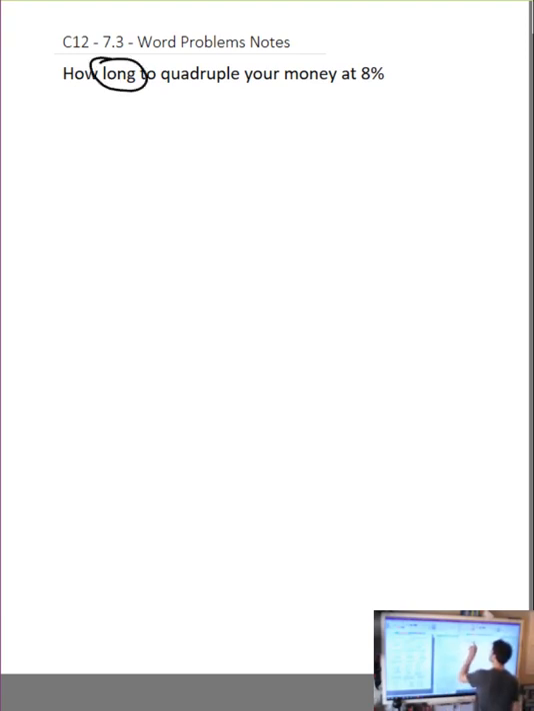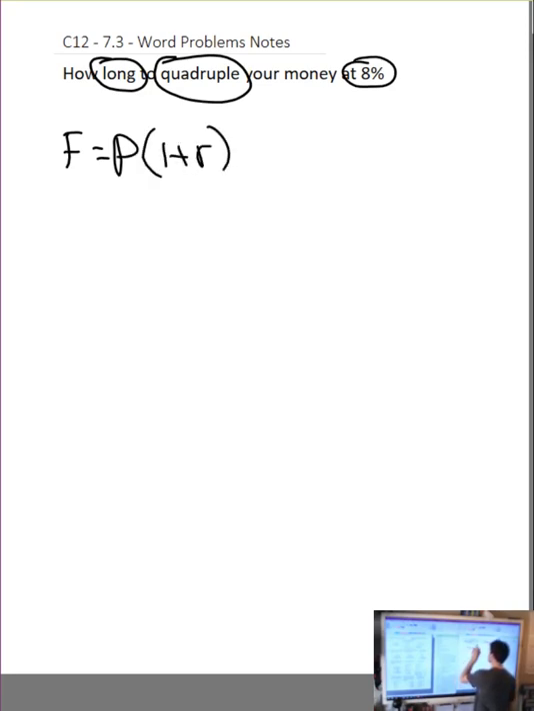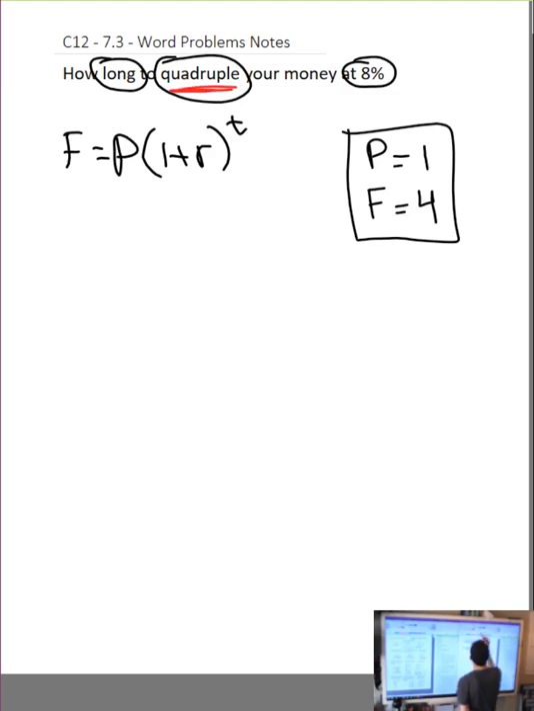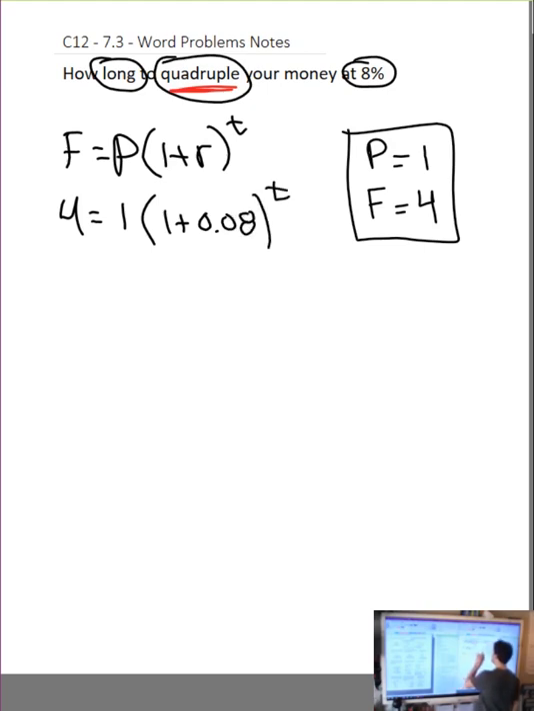Okay, how much time, excuse me, to quadruple your money at 8%. So we're working with money, so let's start off with the money equation. F equals P, 1 plus the interest rate, to the exponent time. Now again, before we worked on if you triple, now if we quadruple, a present value of 1 and a future value of 4. So my future value is 4. I have a present value of 1. Now my interest rate is 0.08. And t, we're looking for how much time. So I can divide both sides by 1 and I can clean it up.